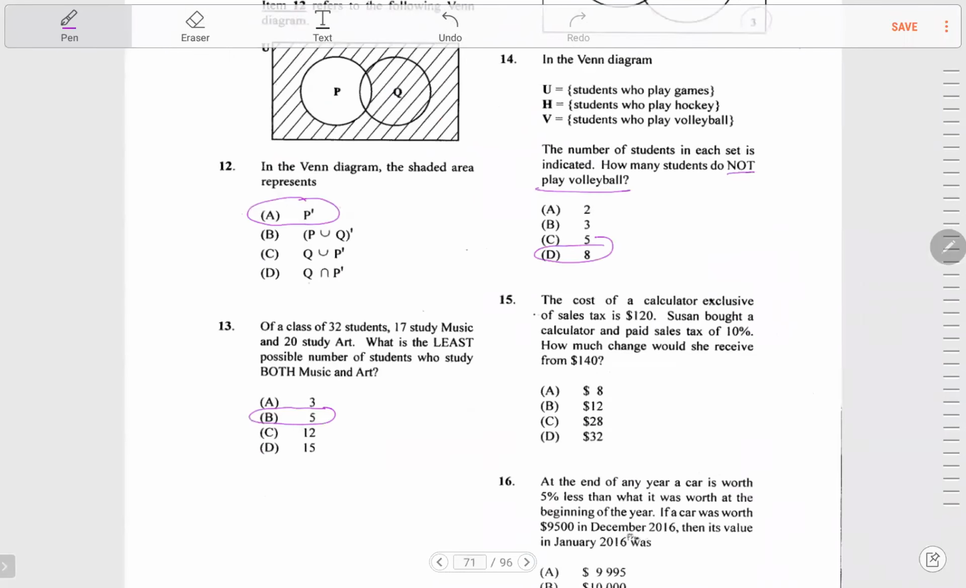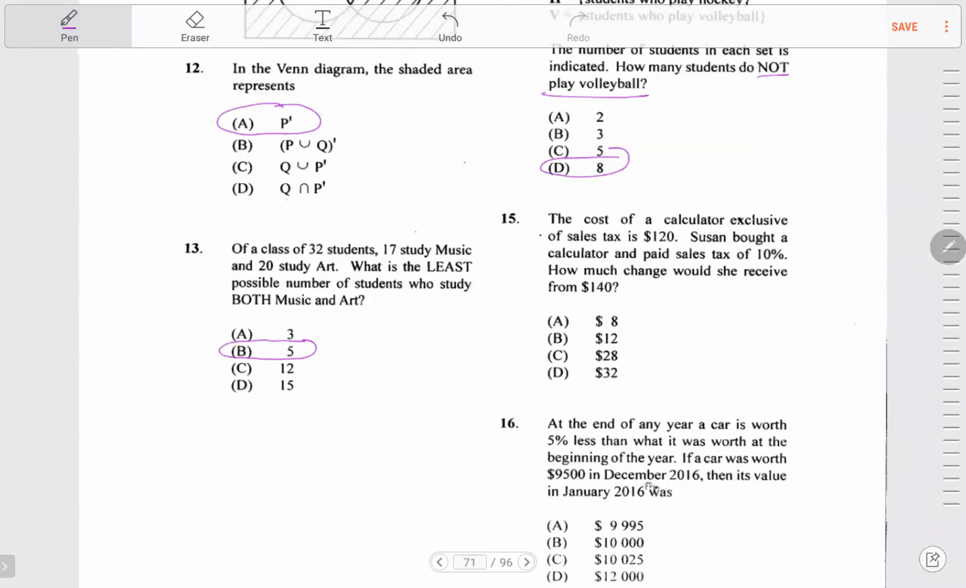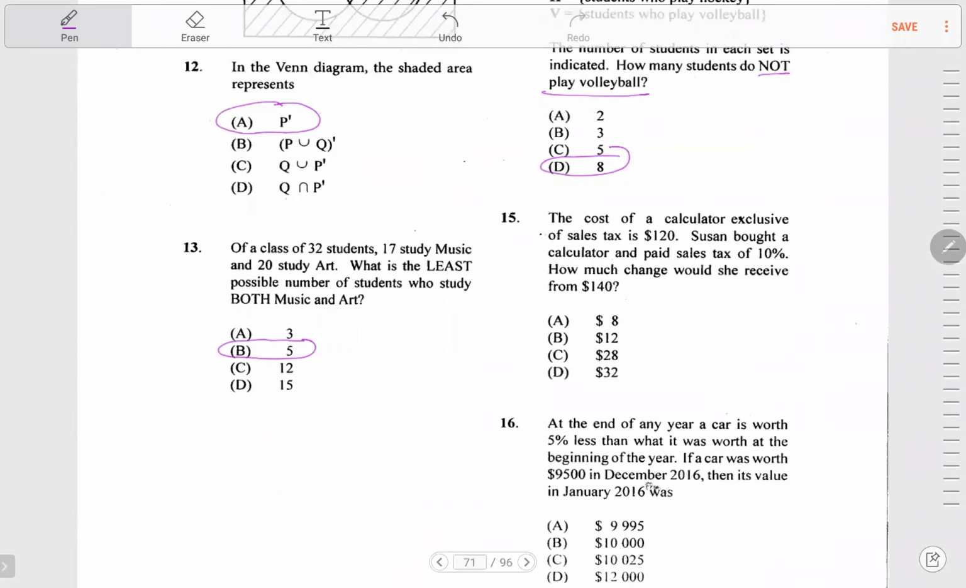This one, the cost of a calculator exclusive of sales tax is 120. Susan bought a calculator and paid a sales tax of 10%. How much change would she receive from 140? So we need to know the total amount that she paid.